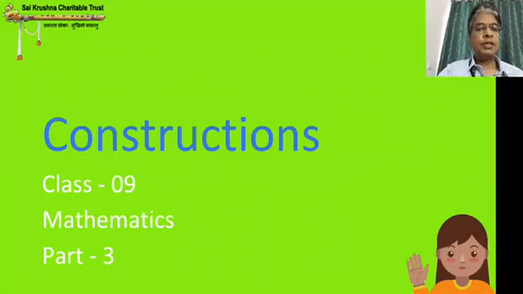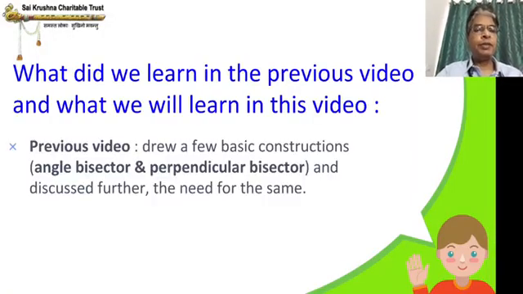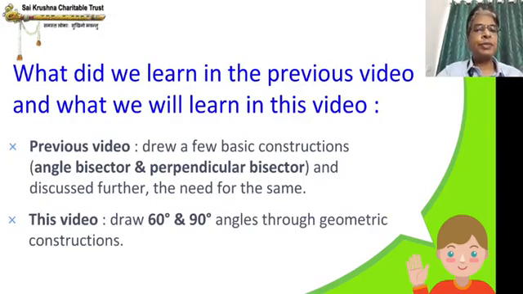Let's continue with the same chapter, constructions. We'll move to part 3. Same section, 6.2, basic constructions. In the last video, we drew a few basic constructions, that is angle bisector and perpendicular bisector, and discussed further the need for the same.